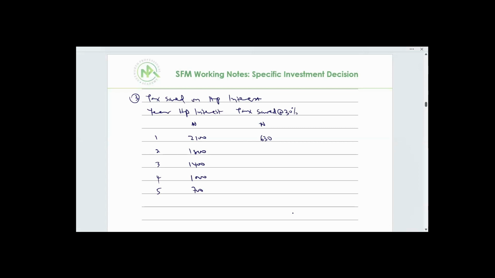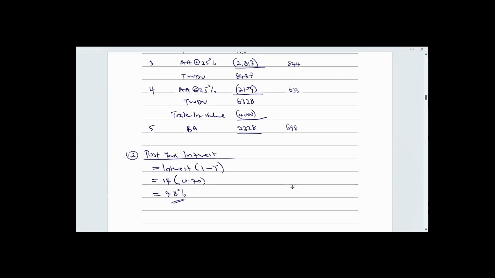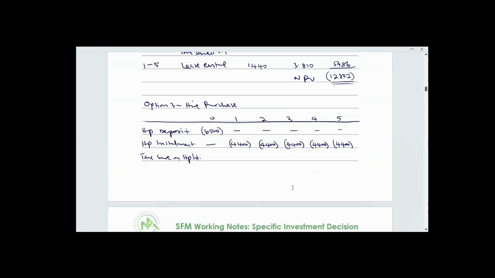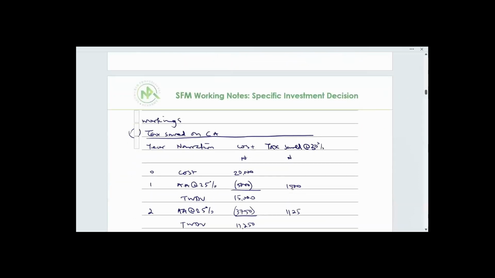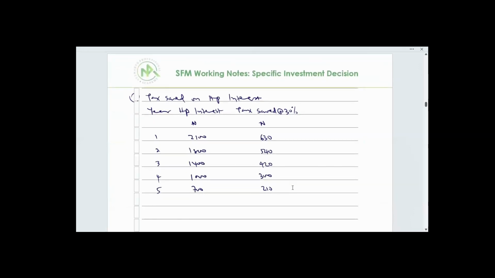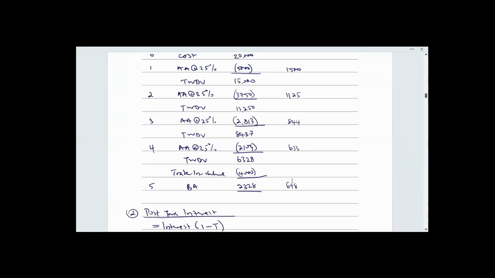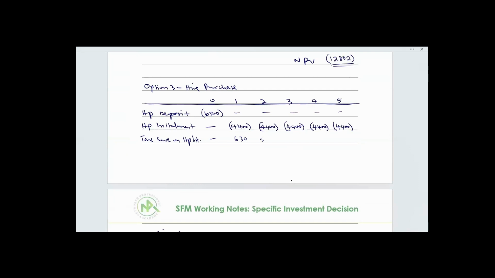Yes, for year 2, 540, year 3, 420. Okay, so 630, that's saved, followed by 540, 420, 300, 210. Then we have the tax saved on capital allowance.